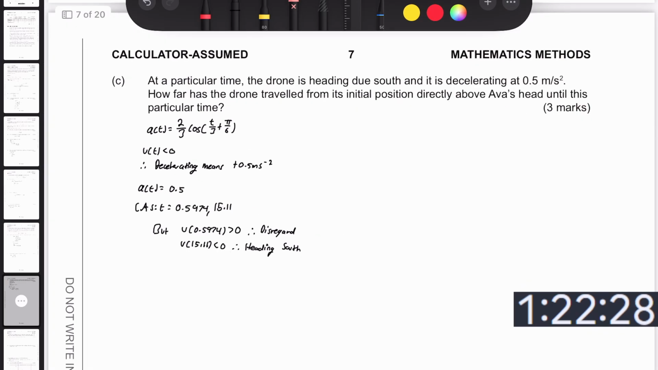So 15.1. How far has the drone traveled from its initial position directly above Ava's head until this particular time? So is this asking for distance or displacement?